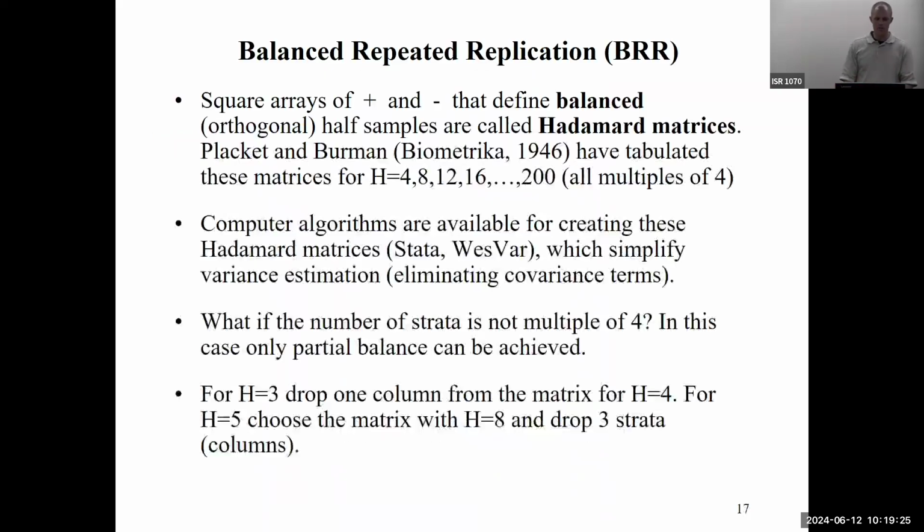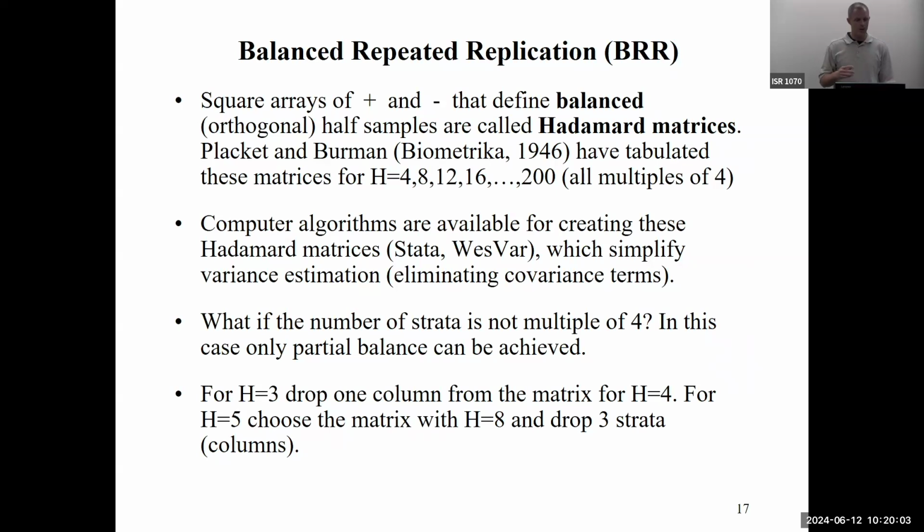You can take this idea of a Hadamard matrix all the way back to a 1946 paper by Plackett and Burman. Again, this was written in the design of experiments literature, but that's where the idea came from. These have all been tabulated for all these possible multiples of 4: 4, 8, 12, etc. The software that we're talking about in this class has algorithms available to create these matrices, so again, not something that you have to worry about. These matrices simplify variance estimation by eliminating the covariances between the different replicates in aggregate.